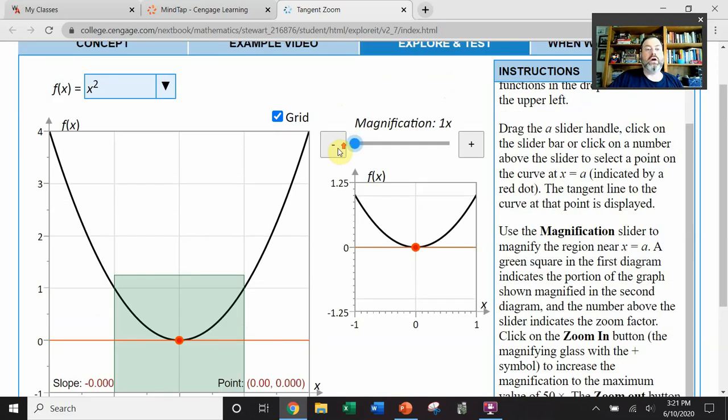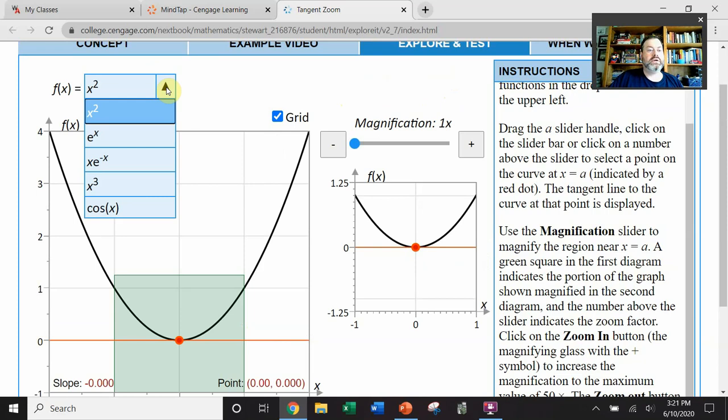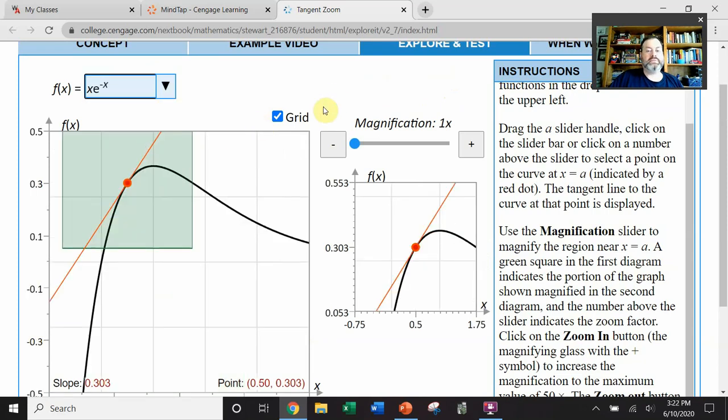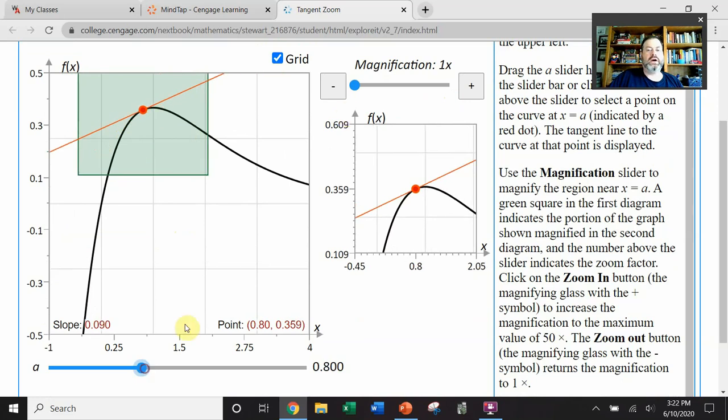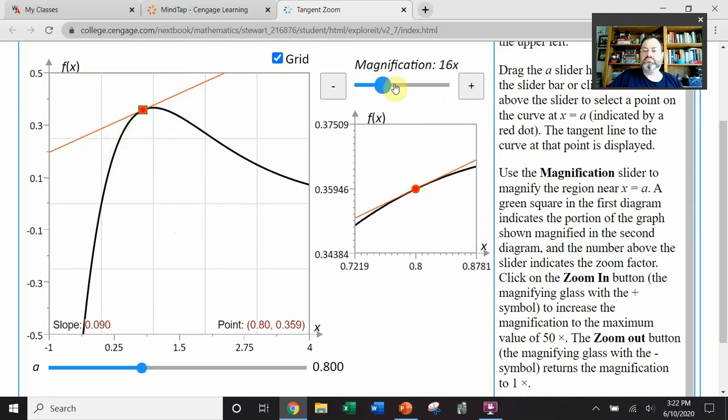And that works with all functions of a certain type, right? So here's a funny looking function, right? So we can pick any point on here and just zoom in, flattens right out.